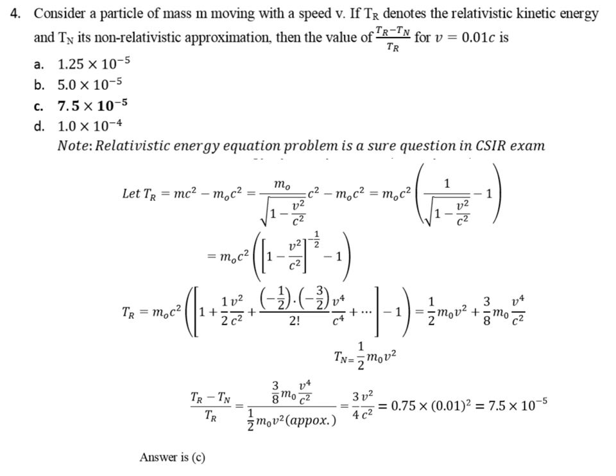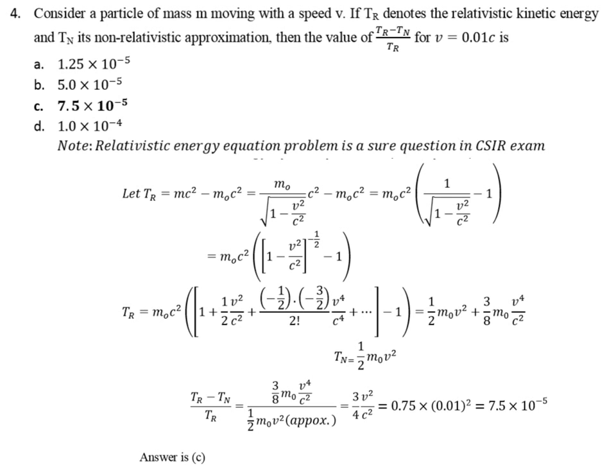Now problem number 4. Consider a particle of mass m moving with a velocity v. If Tr denotes the relativistic kinetic energy and Tn its non-relativistic approximation, then the value of (Tr minus Tn) by Tr for v equal to 0.01 c is, the right answer is C. Note that in all the CSIR exams, the relativistic energy equation problem is a sure question. So let us work out this problem very seriously.